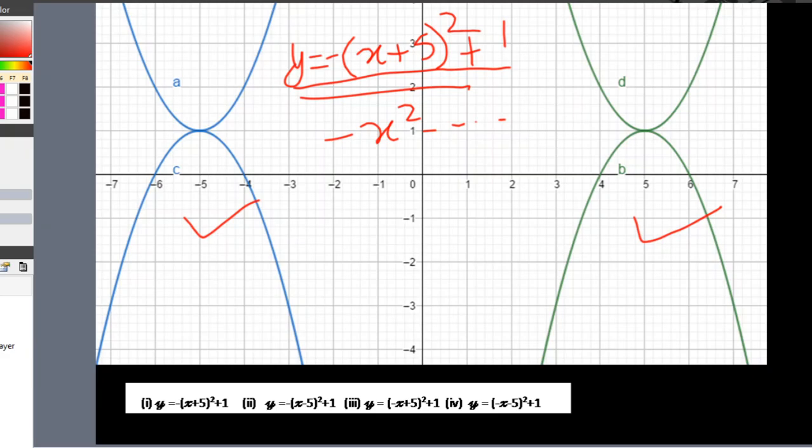So equate this to 0 and we get x equals minus 5. So the graph has to shift 5 units to the left and 1 unit up. So it is this one, figure C simply. So the answer for part 1 is figure C.